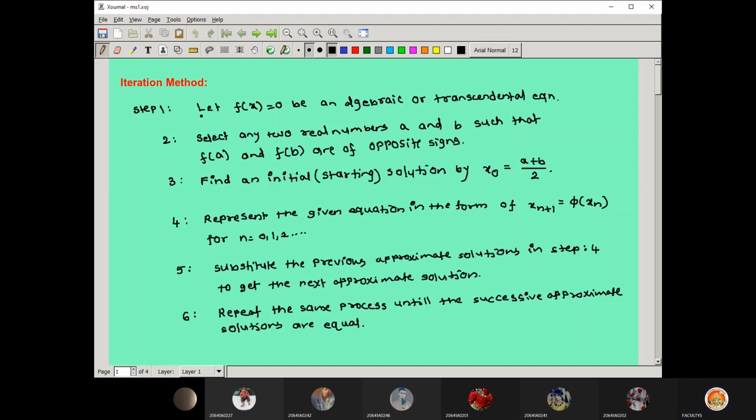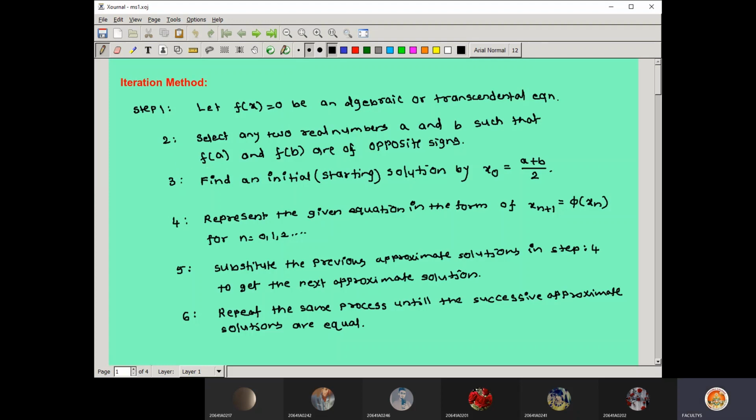Iteration method. Step number 1. Let f of x equal to 0 be an algebraic or a transcendental equation. So whatever the equation they have given, it is denoted by f of x.